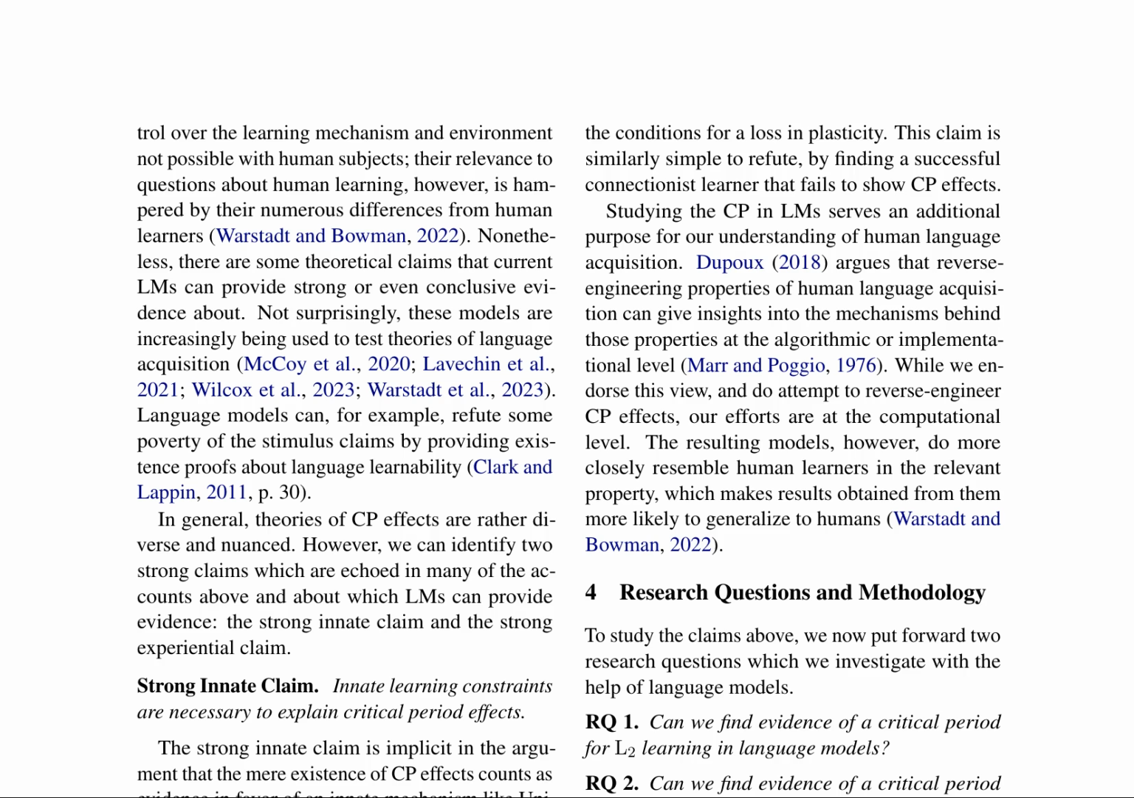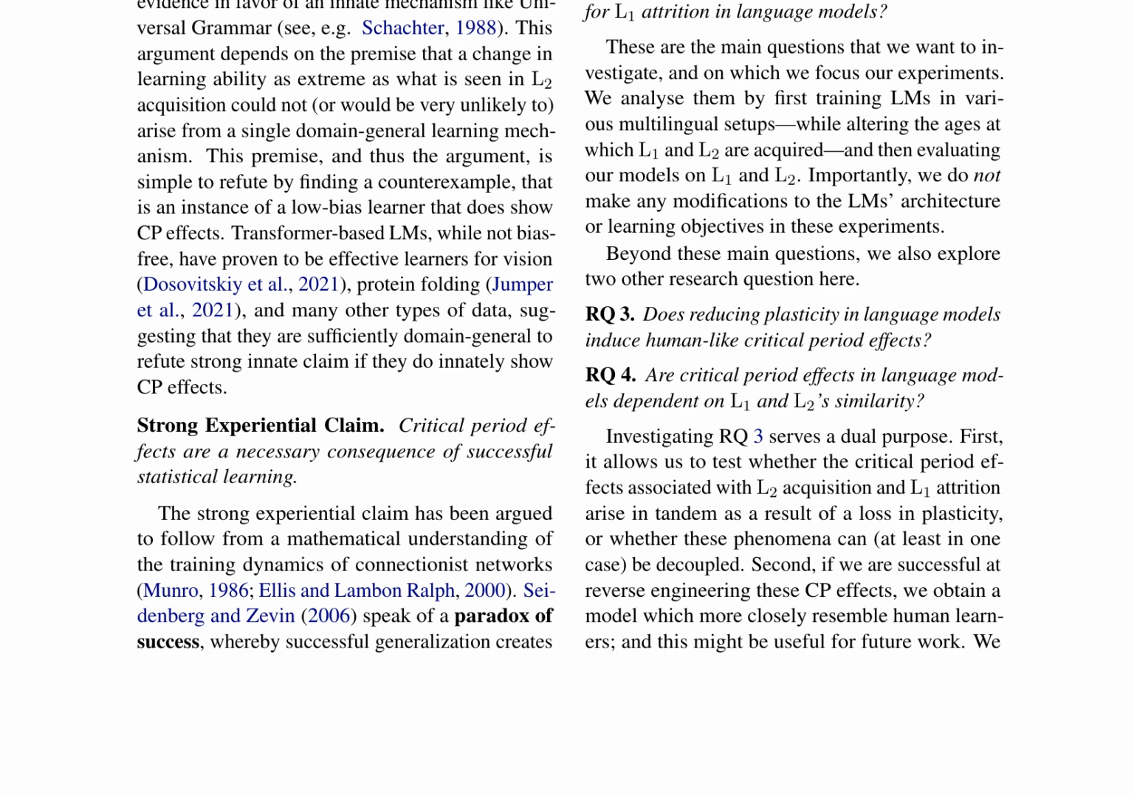Conversely, finding a successful connectionist learner that fails to show critical period effects could refute the strong experiential claim. Investigating critical period effects in language models can also provide insights into human language acquisition, as reverse engineering properties of human language acquisition can reveal the underlying mechanisms at the algorithmic or implementation level.